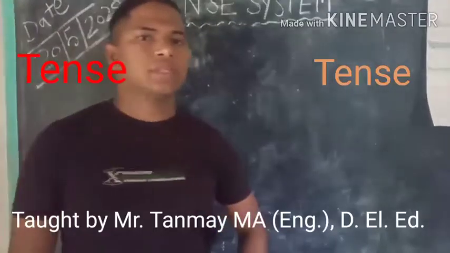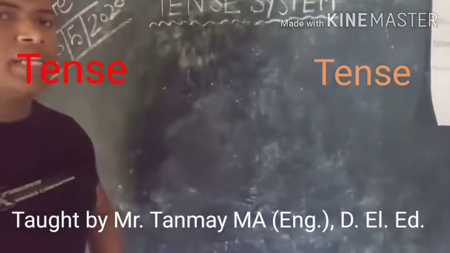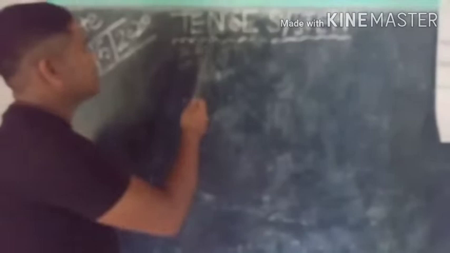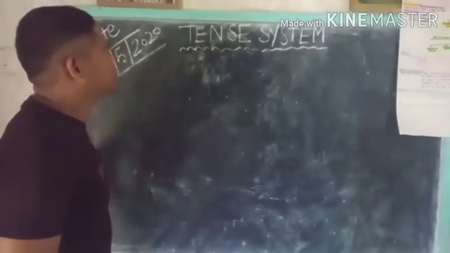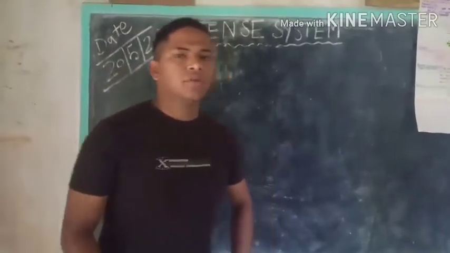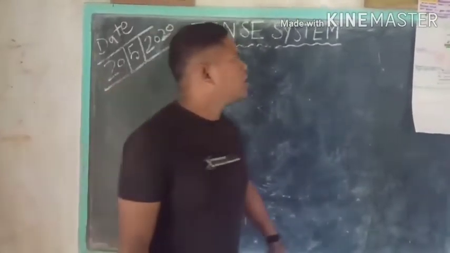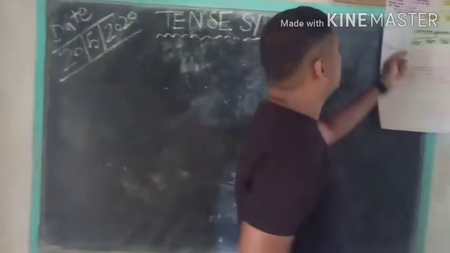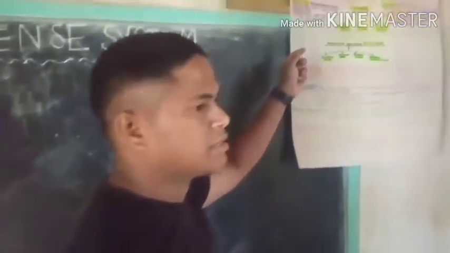Today I am going to discuss one important topic in English grammar, and it is the tense system. You can see here on the board it is the tense system. Before we go to the tense system, at first we have to know what tense is. Now I want to draw your attention towards this chart. Here you can see the definition of tense.